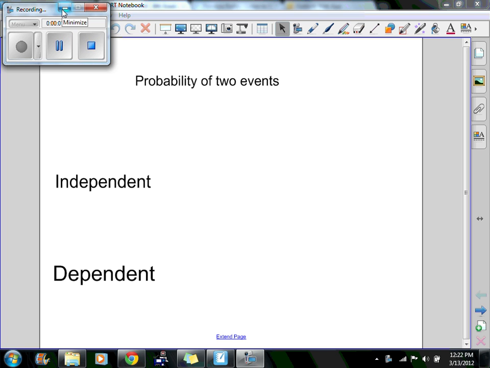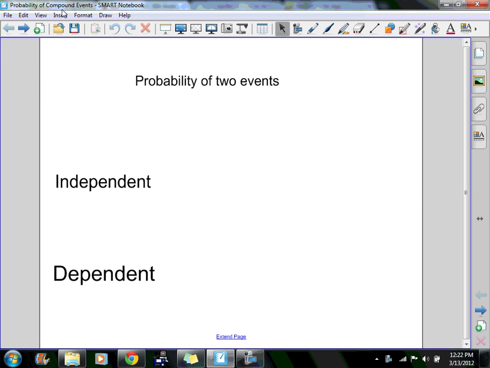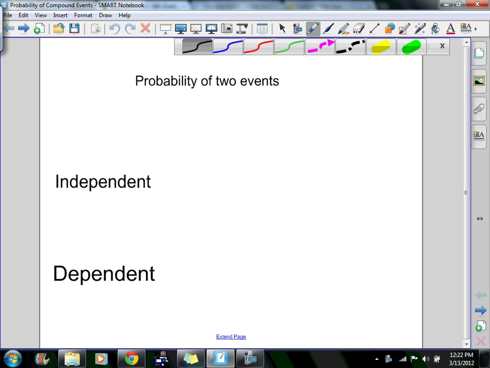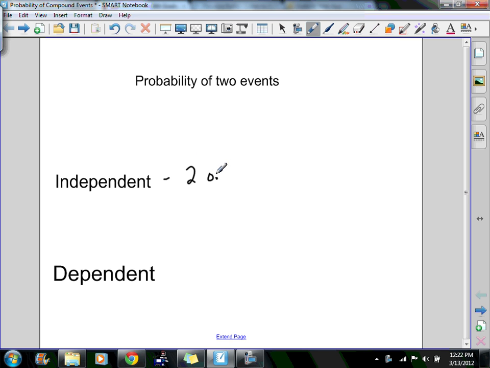All right, so we're going to be working on probability of two events. Now, there are two types of events that we could be dealing with. We could have independent events or dependent events. Independent means that you have two or more events that do not depend on each other.